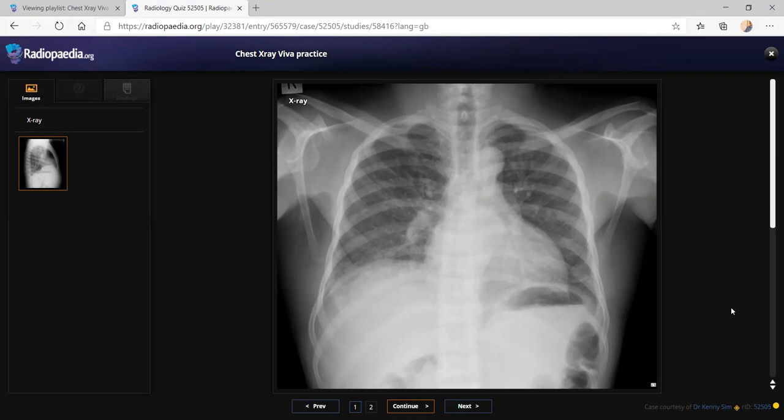There seem to be diffuse or dispersed infiltrates in both lungs. That's a hilum due to rotation. On the left paravertebral region, there seems to be a lobulated mass. Okay, that is the aorta, that's the aortic shadow.